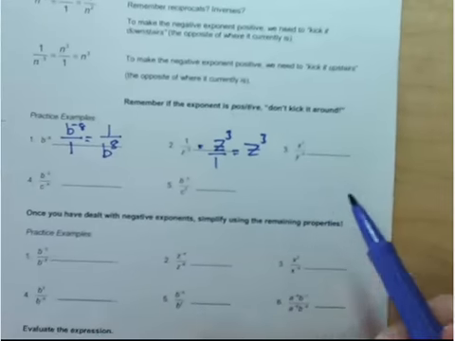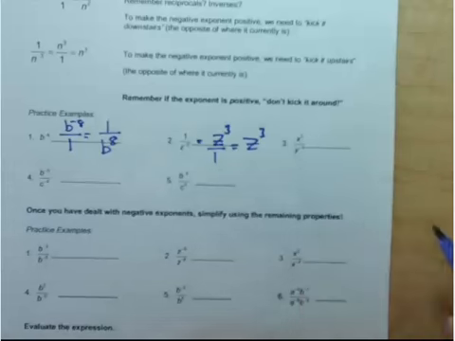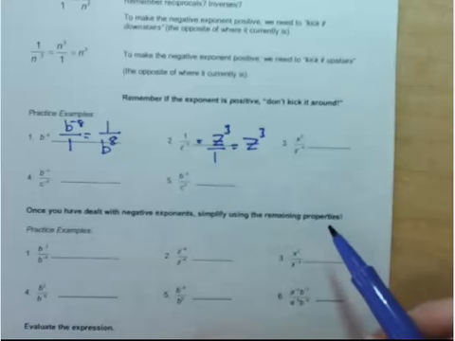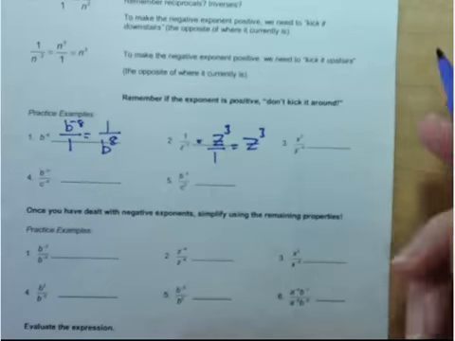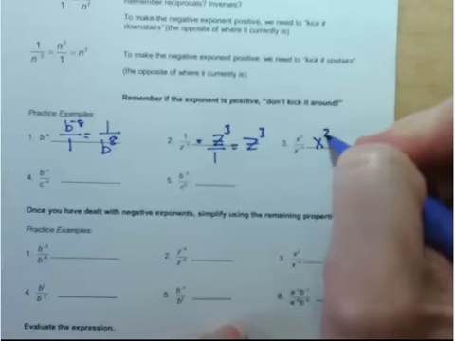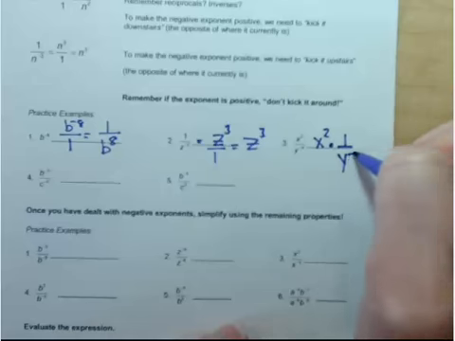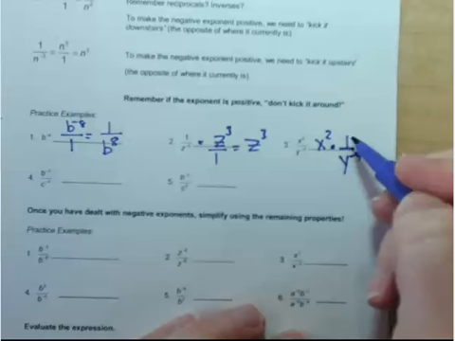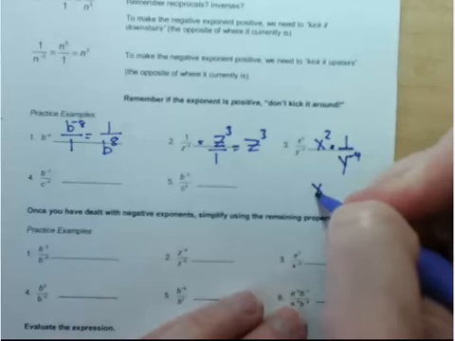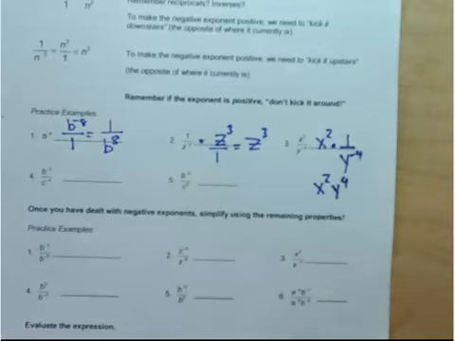Okay, for number 3 here, now we want to pay attention. I have x squared, so we want to leave that. We don't want to kick that one around, but I do have that y to the negative 4th power in the denominator. So in order to get that y to the negative 4th power, I could write this as x squared times 1 over y to the negative 4th. And when I do that, then I'm going to kick that upstairs so that it becomes positive. So that's x squared times y to the 4th, and that's my answer.